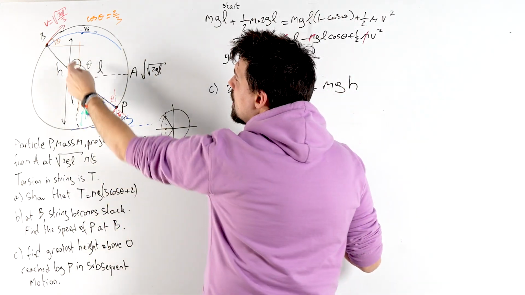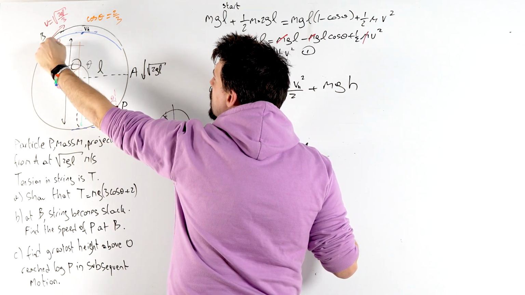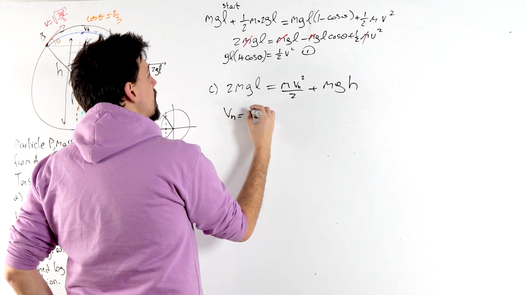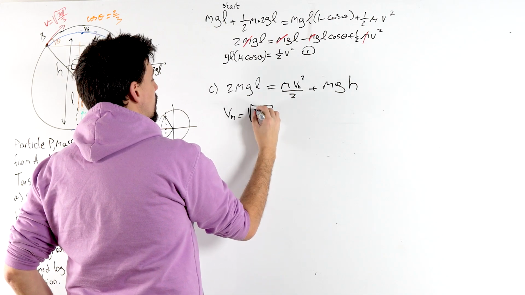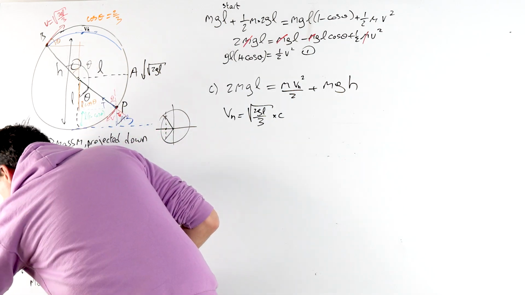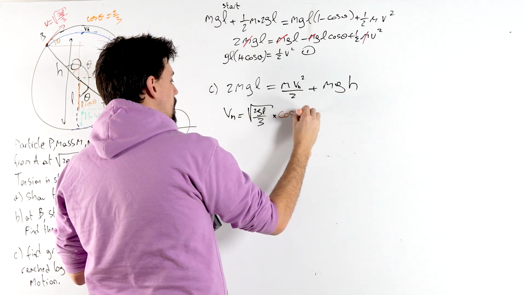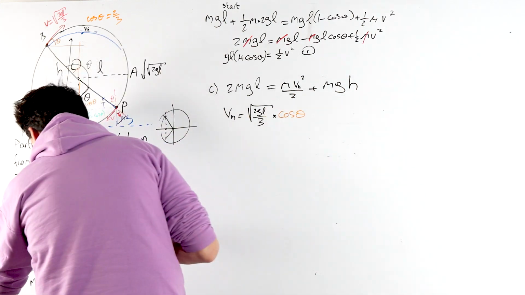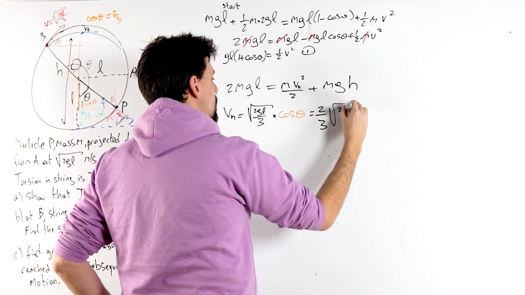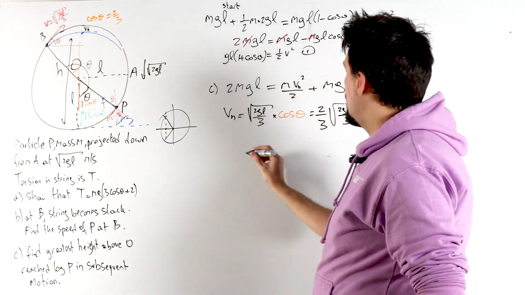Now why is that helpful for me? Well, because it's projectile motion, so whatever the horizontal velocity is here will stay the same. So it's telling me that VH is root 2GL over 3 times, and actually, let's keep the colours. The colours are helping me. Times cos theta, which is 2/3 square root of 2GL over 3. So let's put that into there.